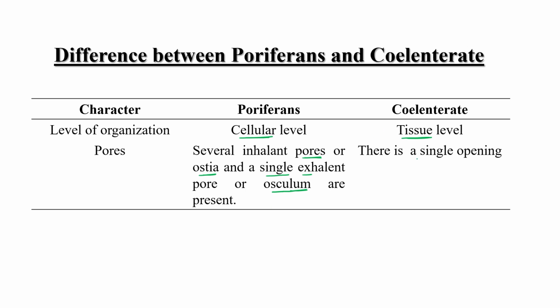While in Coelenterata, they have only a single opening. They do not have two types of opening for inhaling and exhaling. They have only a single opening. This is the difference between Porifera and Coelenterata.